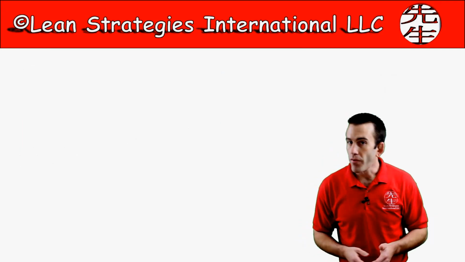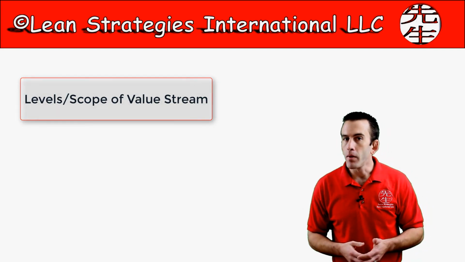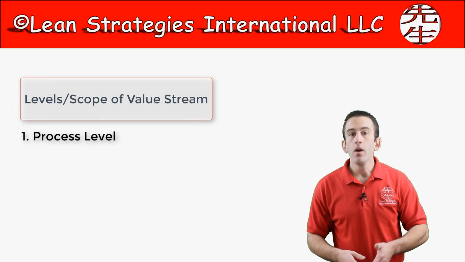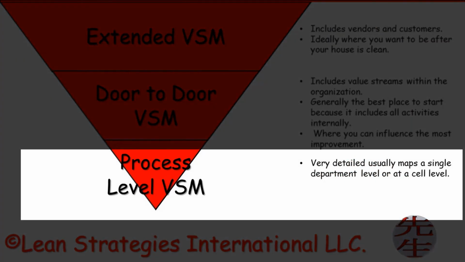Now, a value stream map can be created at any level of an organization. These levels define the scope of the map. The first type of scope is a process level map, which normally maps a process within a cell or department.